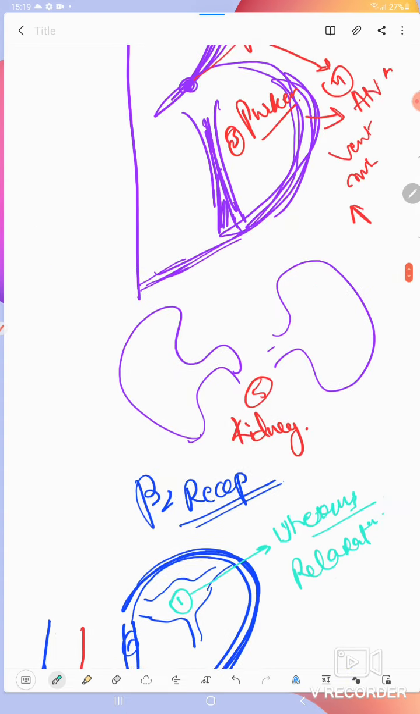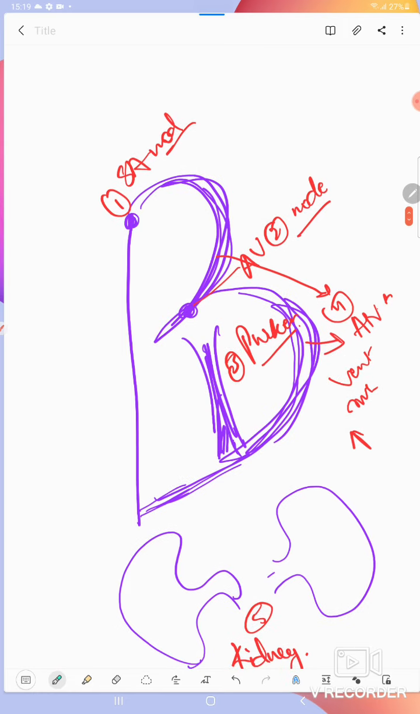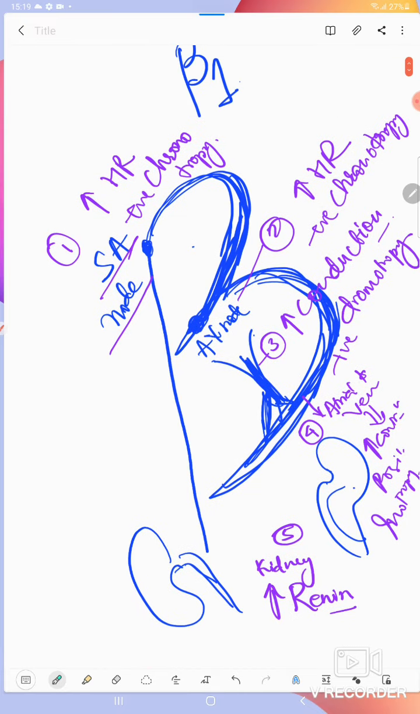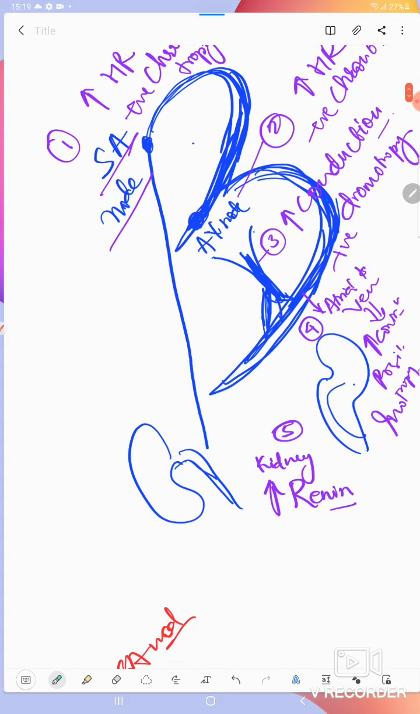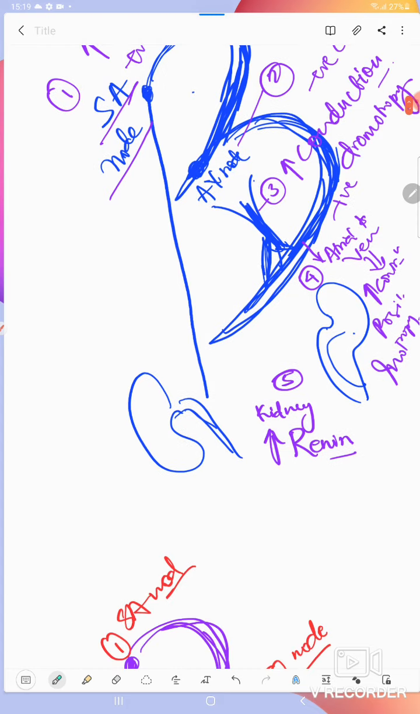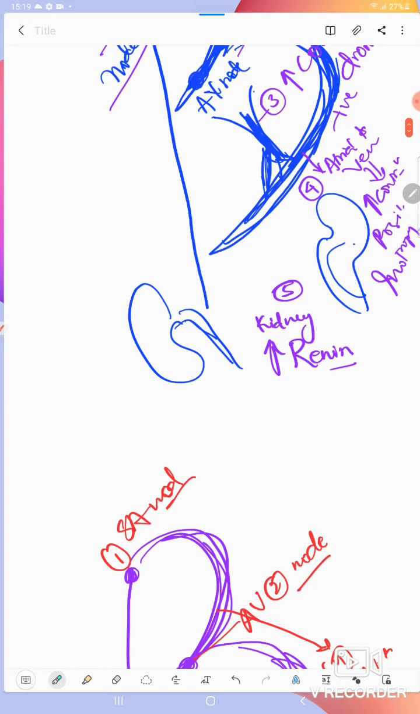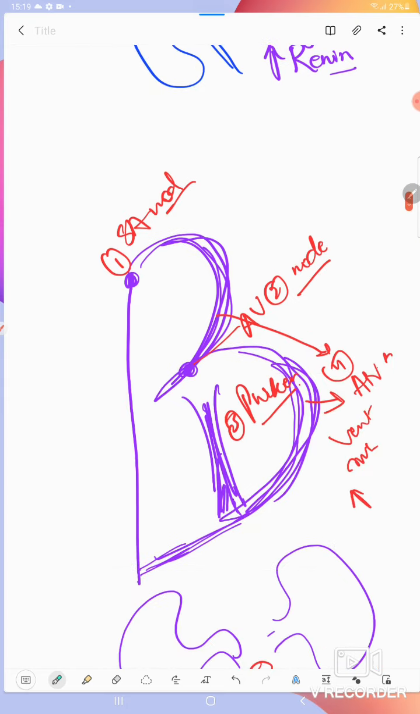So just revise it again. Beta 1 receptors are present on the SA node and the AV node, where they increase the heart rate and cause a positive chronotropic effect. In the Purkinje system, they increase the conduction velocity, which is a positive dromotropic effect. Then you have the ventricular muscle, where it increases the contraction, and that is known as positive inotropy. Then the fifth is the kidney, where it increases the renin release.